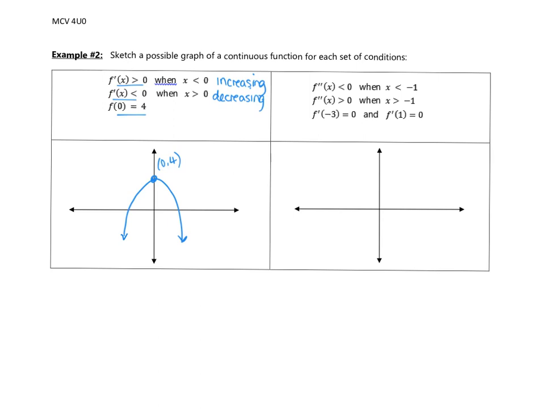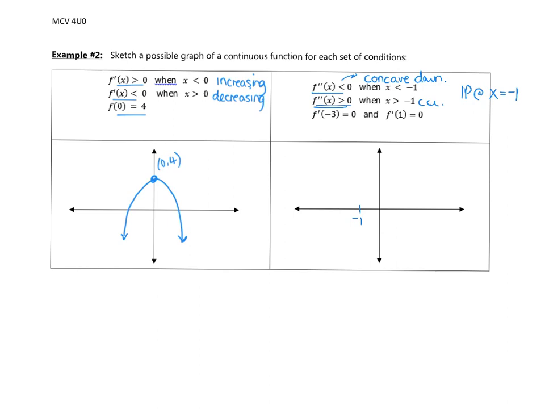Let's try another one. f double prime of x is less than 0 when x is less than -1. So this means concave down, right? So we're concave down up until x equals -1. And then at -1, we switch to concave up. So we're concave up after that. So that means that there's an IP at x equals -1.